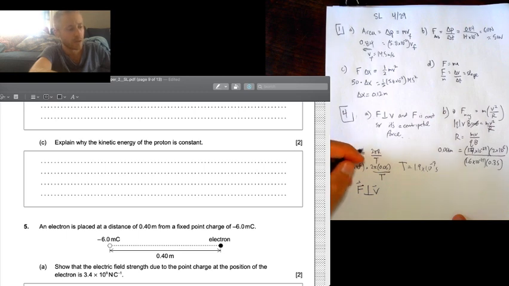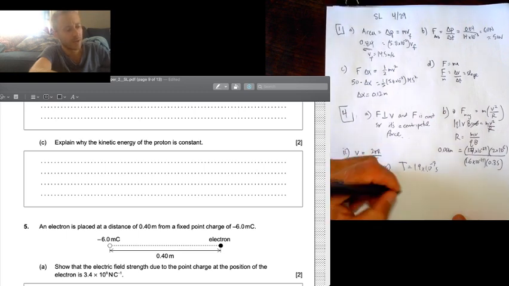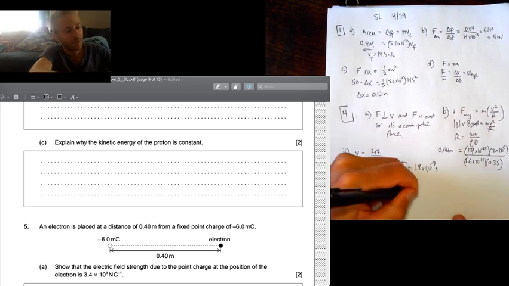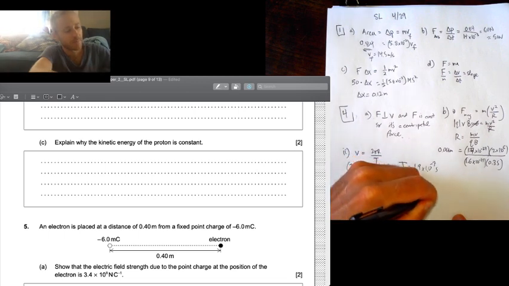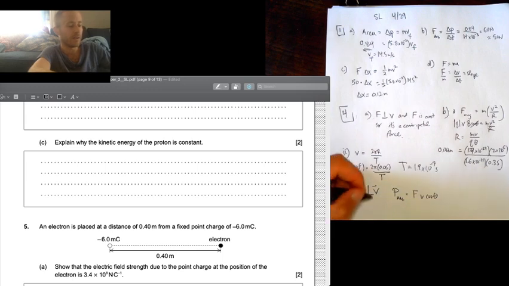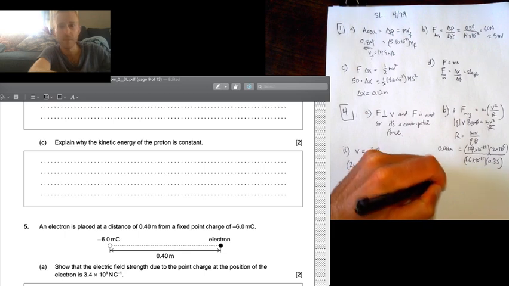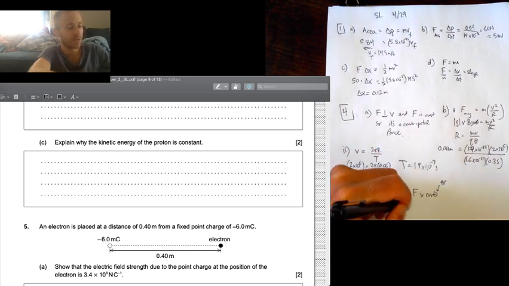Okay? So if we calculate the power developed by the magnetic force, we learned an equation for power. It was F V cosine theta. And force and velocity being perpendicular to each other means that the angle is 90 degrees, which means that the power developed by the magnetic force is 0.